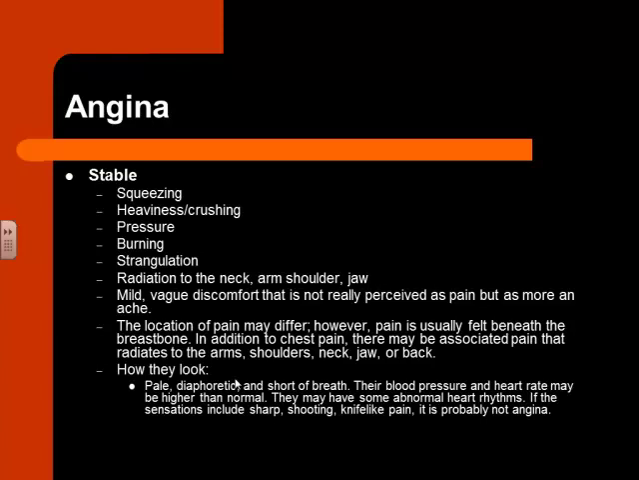And the patient may look pale. They may look diaphoretic, that's profuse sweating, and they may be short of breath. Blood pressure and heart rate may be higher than normal, because a lot of these patients do develop anxiety when they start to have that discomfort feeling in their chest. They might have an abnormal heart rhythm. Their EKG might look abnormal, but that's not always the case. And then if the sensation includes sharp shooting knife-like pain, it's probably not angina, and that's usually muscle related.